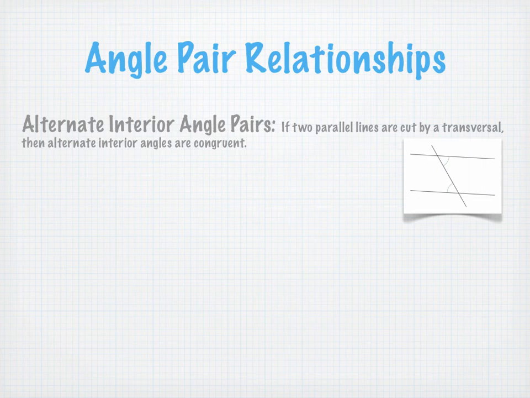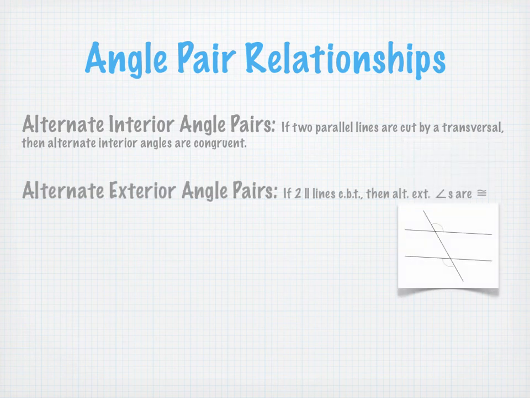Now, these angle pair relationships. For alternate interior angle pairs, if you have two parallel lines cut by a transversal, then those two alternate interior angles are congruent. And this is a statement that we'll prove in just a couple of days. Also, alternate exterior angles are congruent. You'll see I've got a shorthand here. It says if two parallel lines CBT, which stands for cut by a transversal, then alternate exterior angles are congruent.